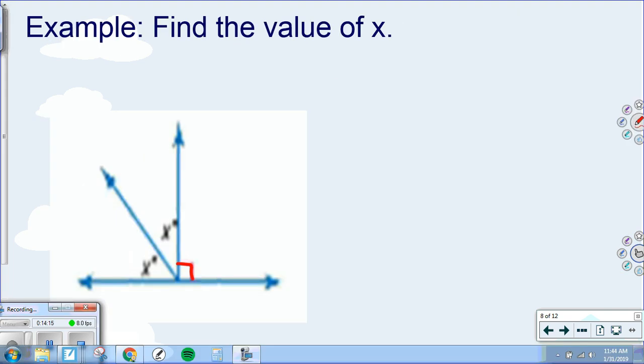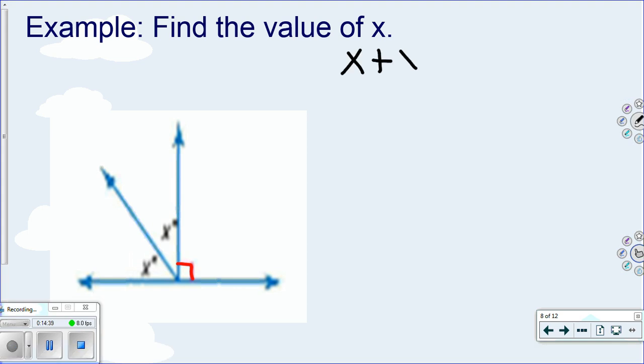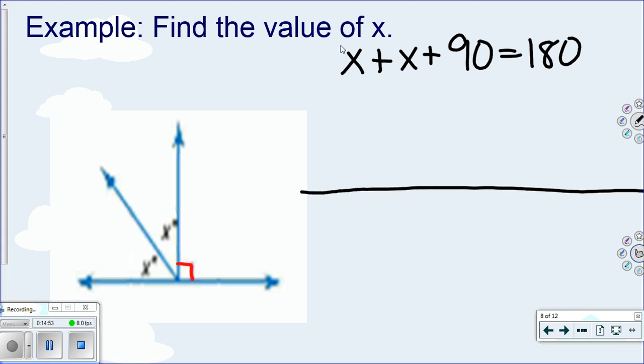So let's solve these. I'm going to combine like terms first. So I have 2x plus 90 equals 180. If I simplify down here too, don't I still get 2x equals 90? Okay. Now just take a look at this. Subtract 90 from both sides. 2x is equal to 90. Now, are they identical at this point? Yes. I'm going to divide by 2, and x is equal to 45 degrees. Divide by 2 down here. X is equal to 45 degrees. That means each one of these is 45 degrees.